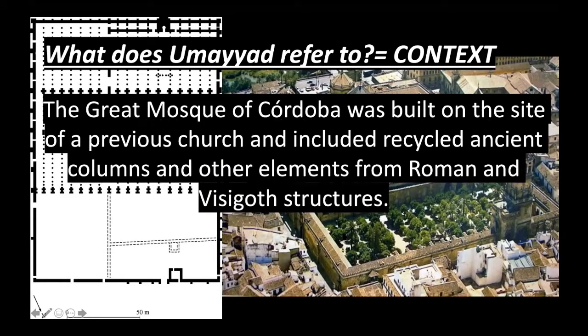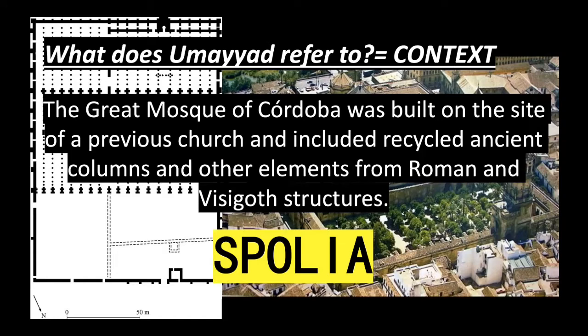All right, and here's kind of a summary that we need to know. This is from the College Board. They said the Great Mosque of Cordoba was built on the site of a previous church and included recycled ancient columns. What's the vocabulary word for that? Do you guys know? Spolia, and other elements from Roman and Visigoth structures.